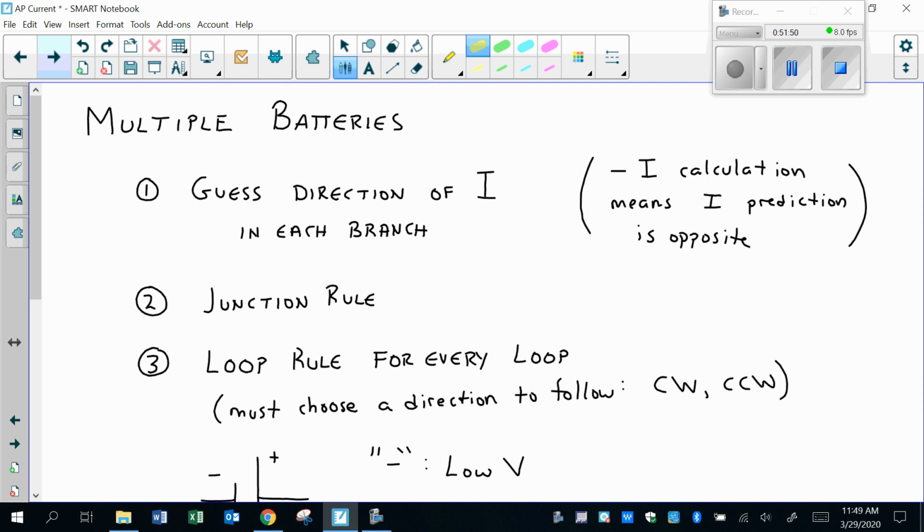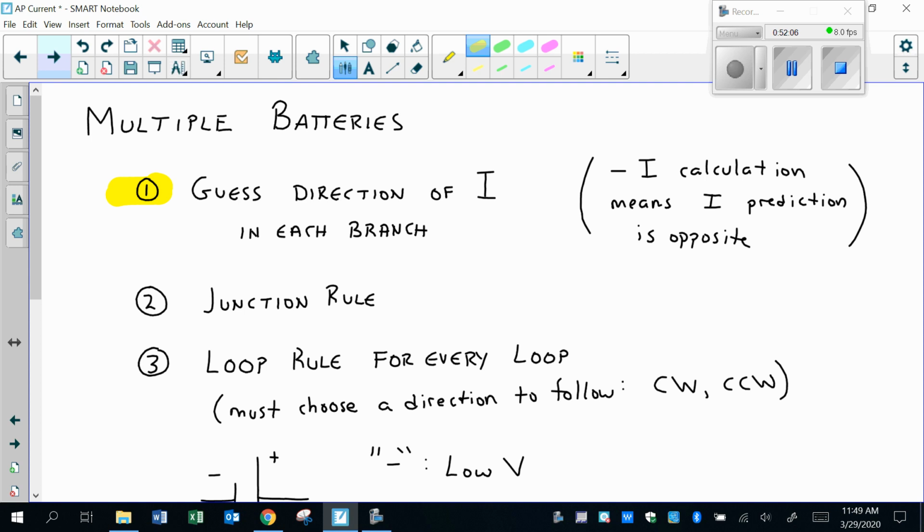But basically what you're going to do is you're going to have a bunch of different branches. And you're not going to know for sure which way the current is going to go. You might have a real strong idea, but you might be surprised at being incorrect sometimes. Basically, you are going to have to guess the direction in each branch.